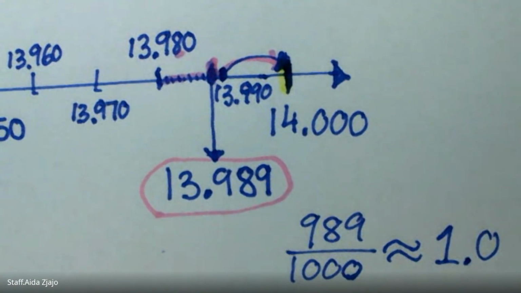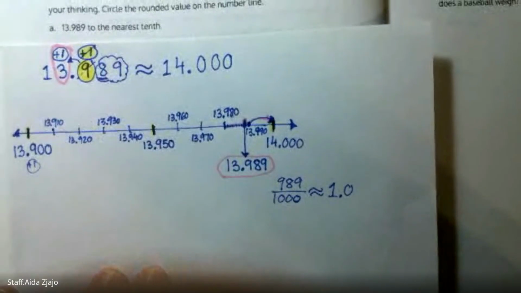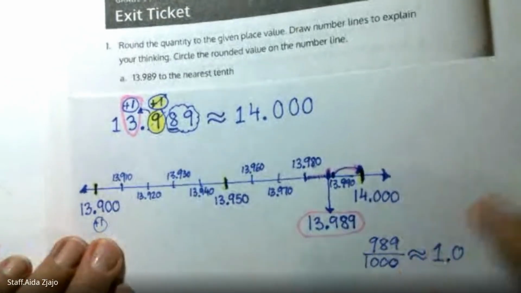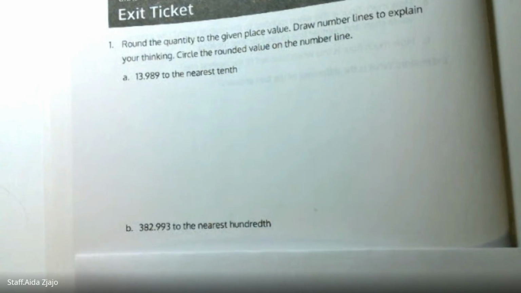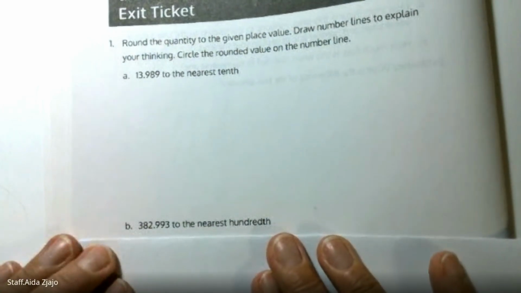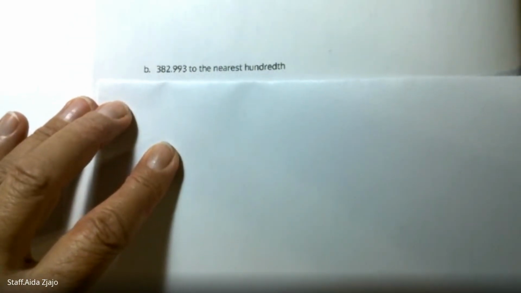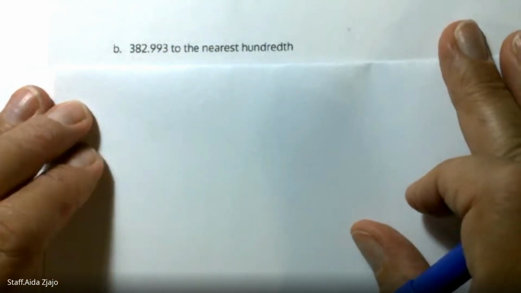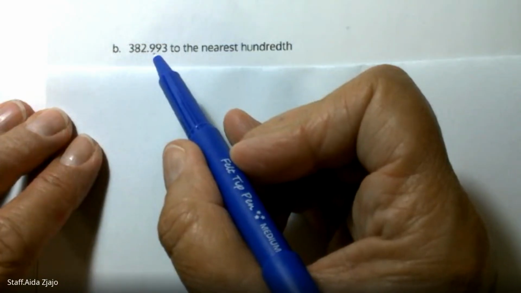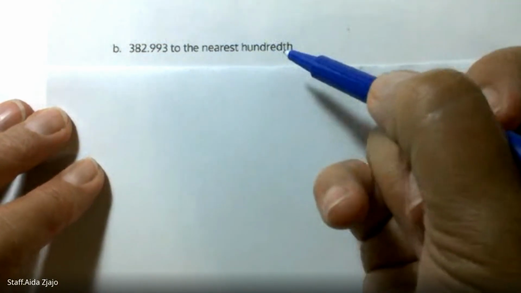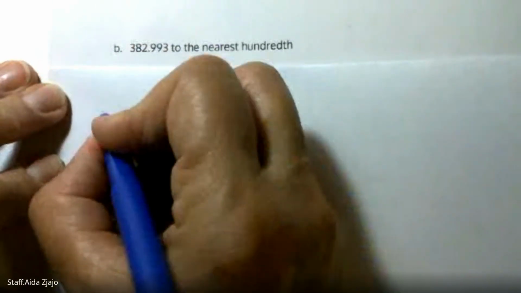Okay, so that was number 1 that we had. Okay, so let's see if I'm going to do number 2. So now it says you have, okay, I'm gonna move the paper. All right. It's 382 and 993 to the nearest hundreds. To the nearest hundreds. So let's see how we can do that.